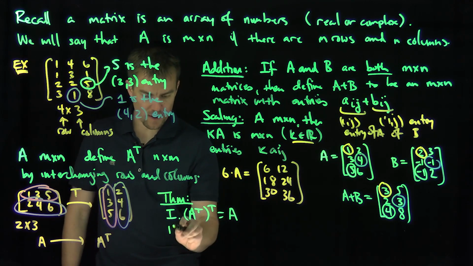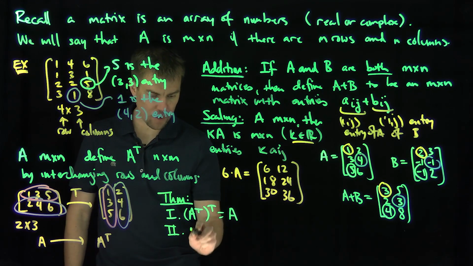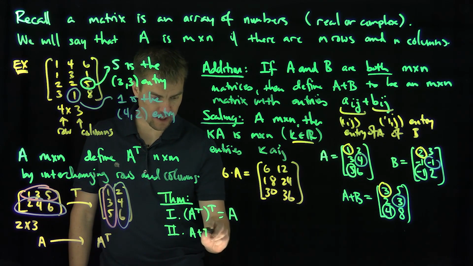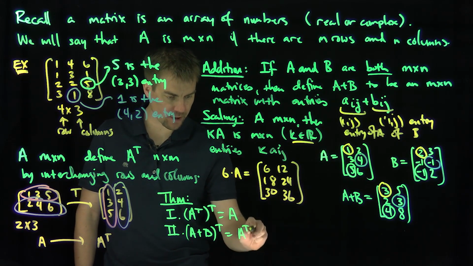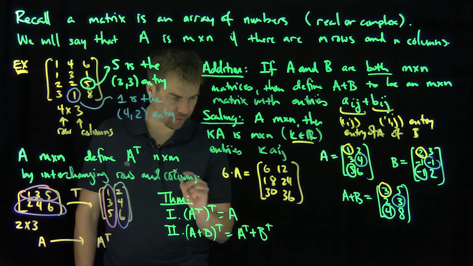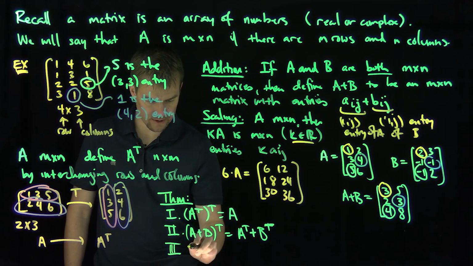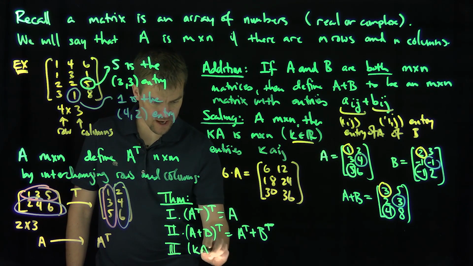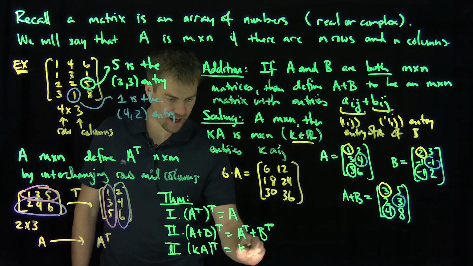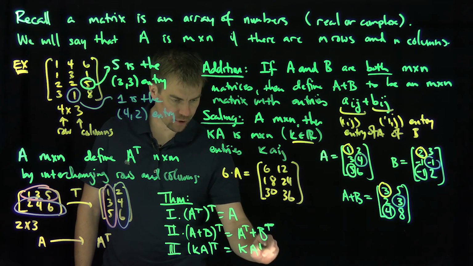That's easy to see. The second thing we have about transpose is that it works well over addition. So (A plus B) transpose is equal to A transpose plus B transpose, so it works over addition. And then the third thing we have is that it works over scaling like this. If I do (kA) transpose, that's just k times A transpose.